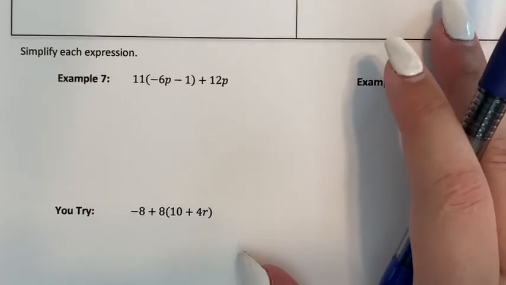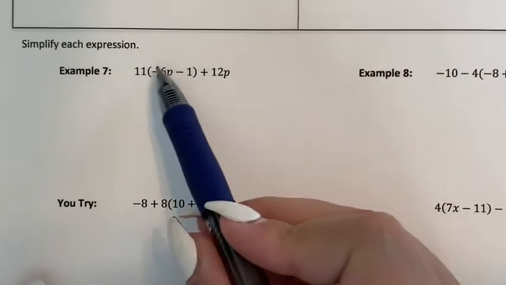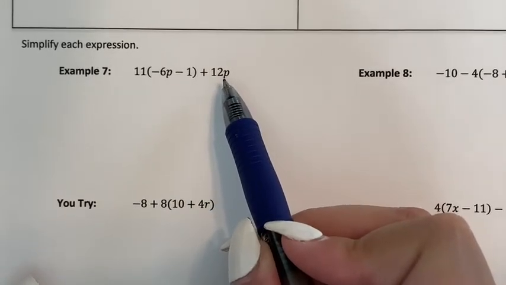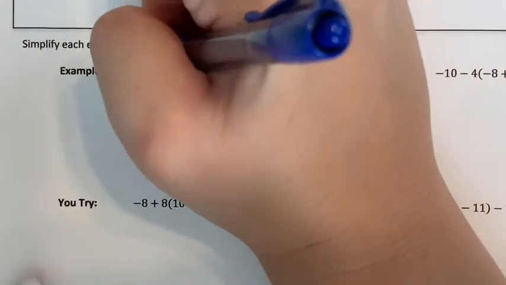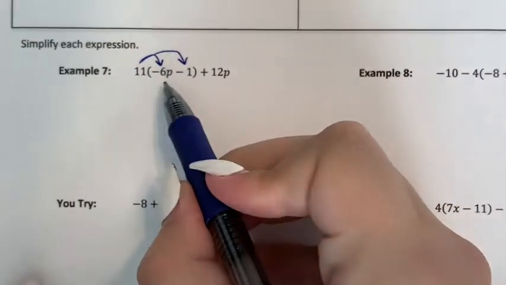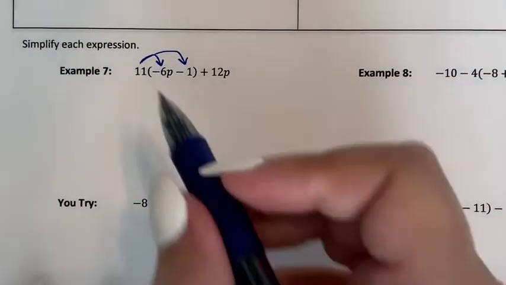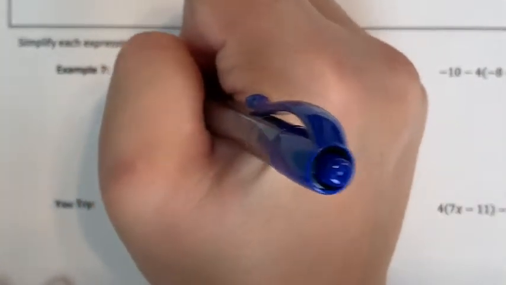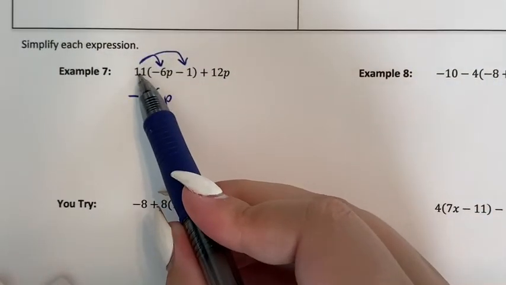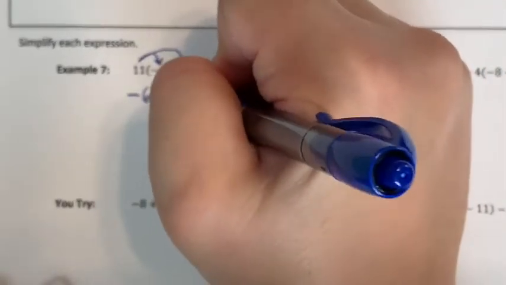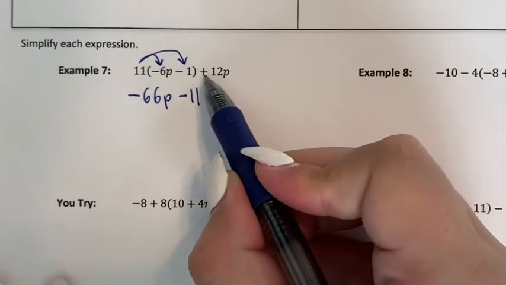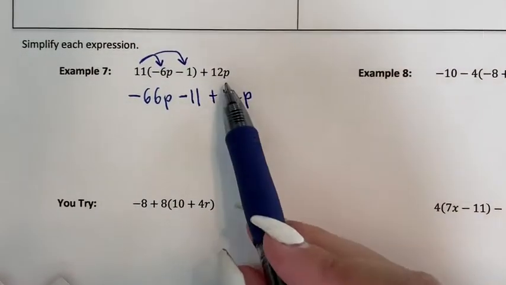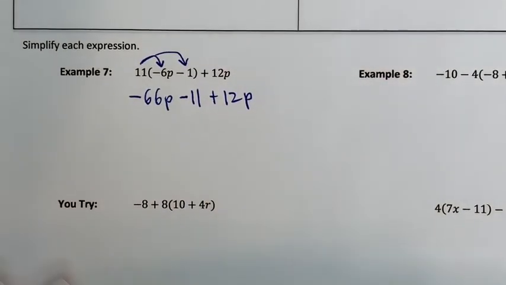Example 7. This reads 11 times parentheses with some stuff inside parentheses plus 12p. So first thing I have to do is the distribution. 11 times parentheses means I have to distribute the 11 to both parts inside the parentheses. So 11 times -6p gives me -66p. I also have to do 11 times -1 to get -11. And then I can't forget, I still have this plus 12p at the end, so I can't just skip that and leave that out of the problem. I have to bring that down. I still have a plus 12p at the end.